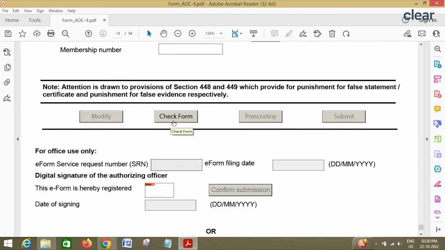Click on check form. It will take you to the place which is mandatory but has been left out in the form. Once the check form is clear, click on pre-scrutiny and save this form to upload on the MCA portal.